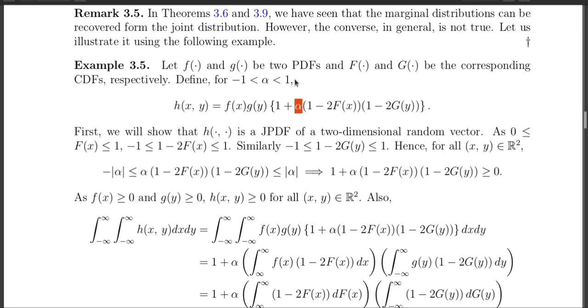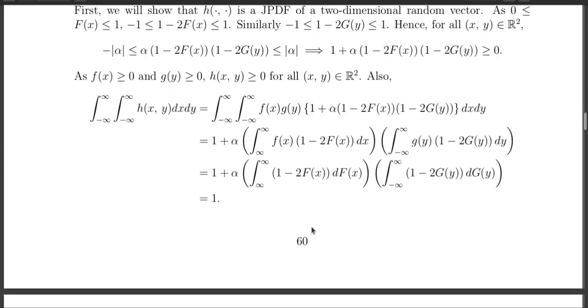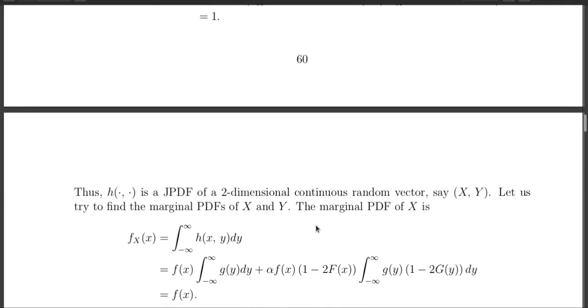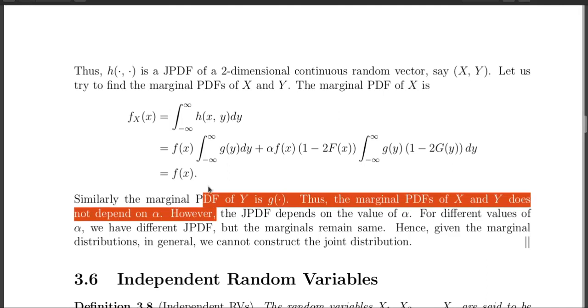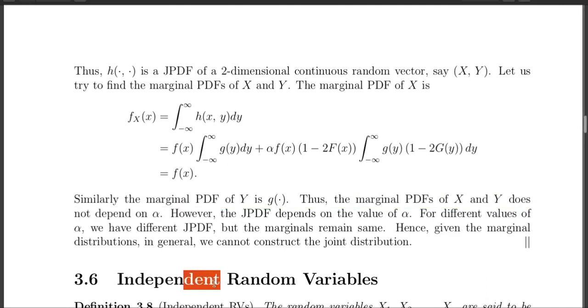Okay, fine. I hope the example is okay. Again, check whether the example is okay or not. If not, you can ask me in the doubt clearing session. As I already pointed out in the last example, given the marginals I cannot find out the joint in general. But if I have some extra condition, that can be possible, and one such extra condition is independent random variables, which we are going to discuss in the next lecture.